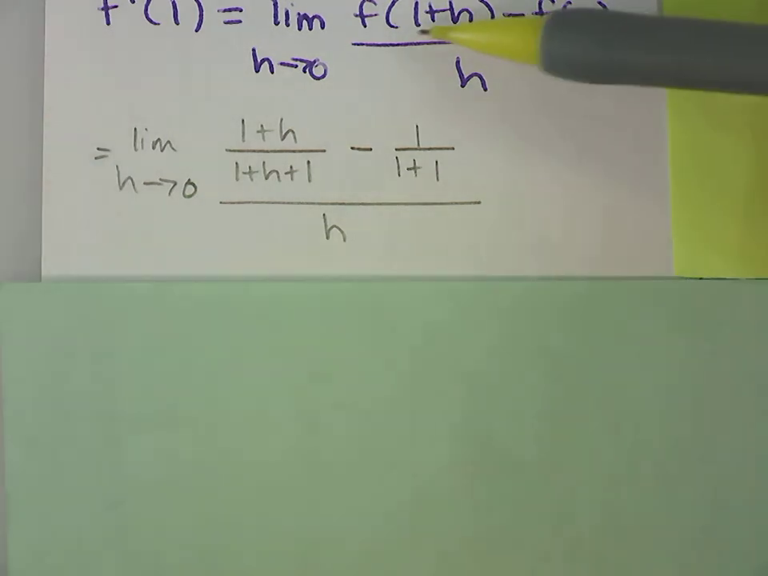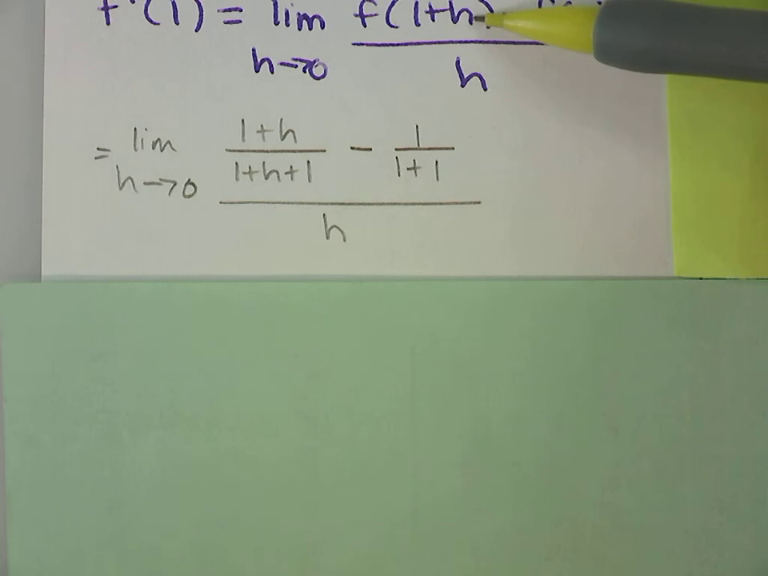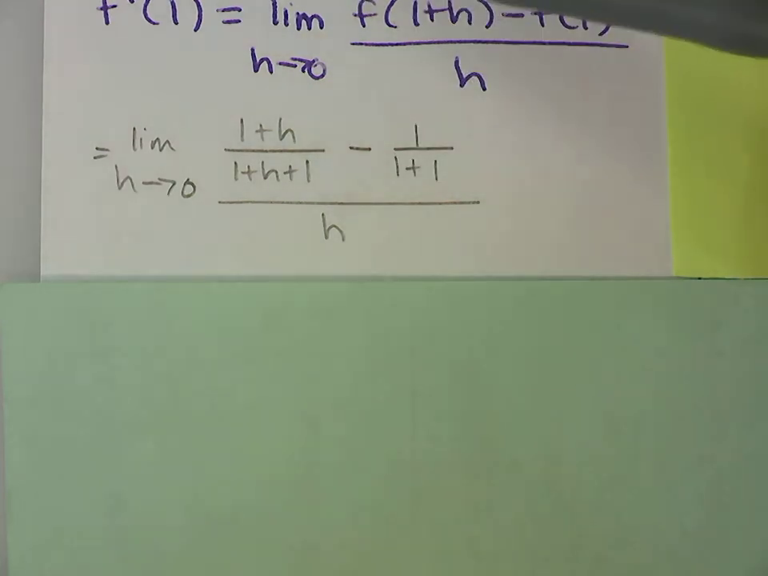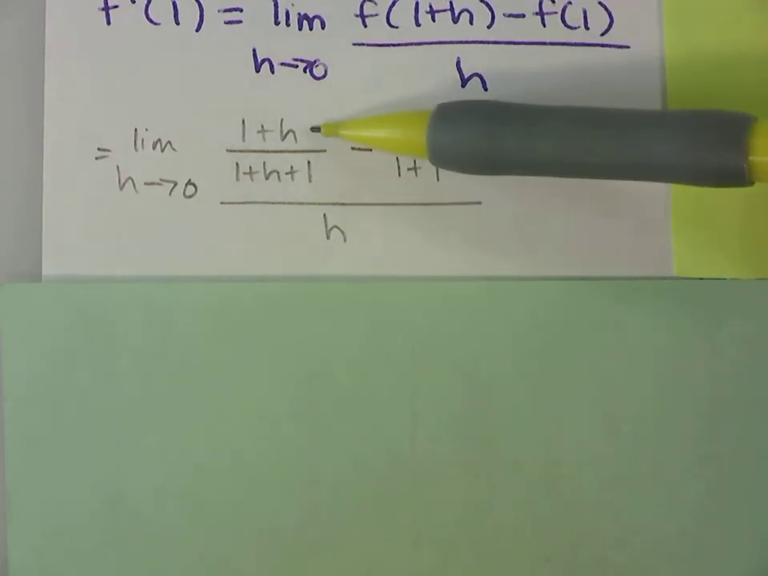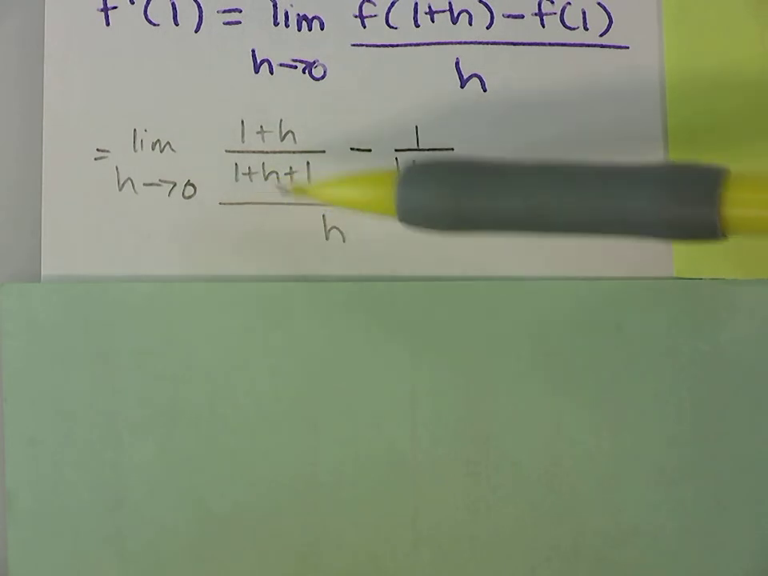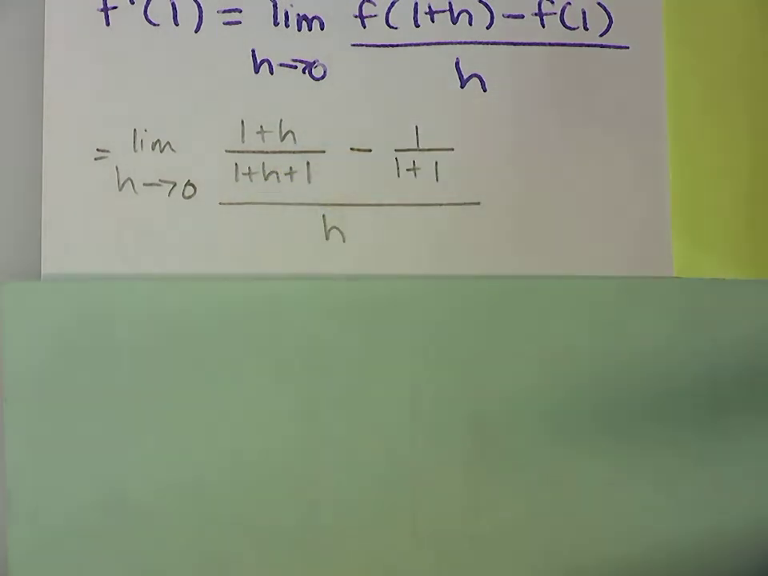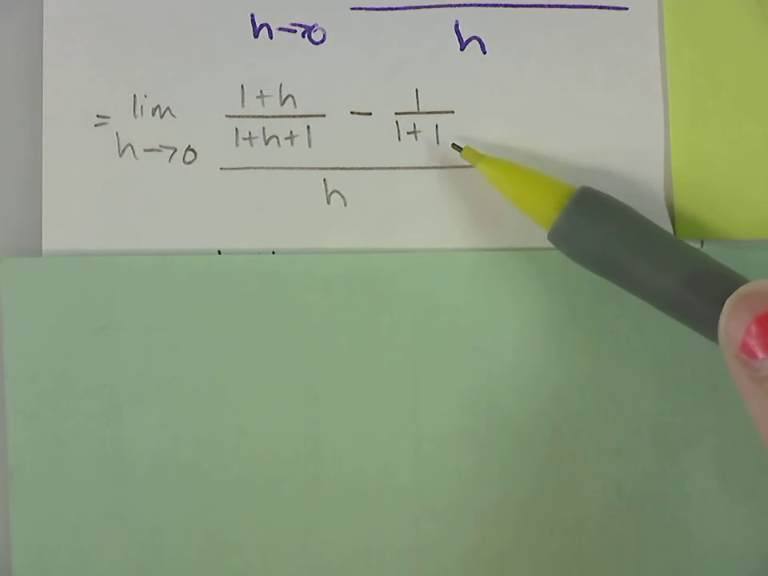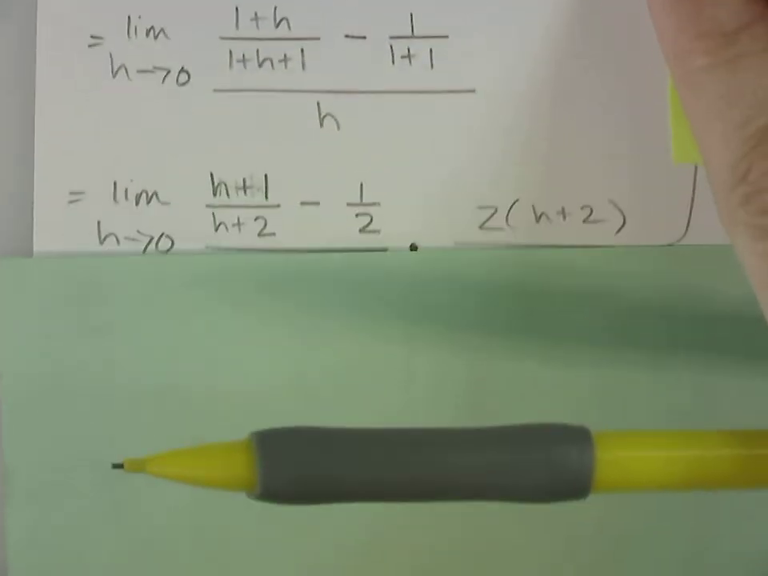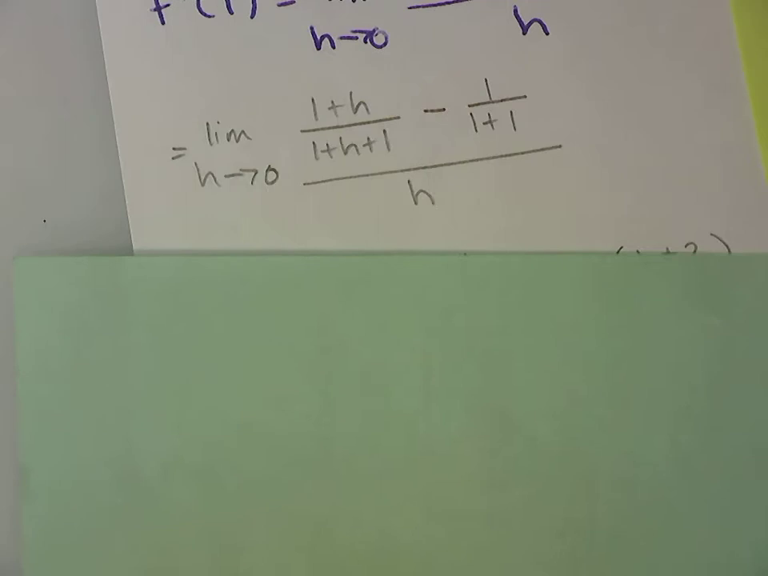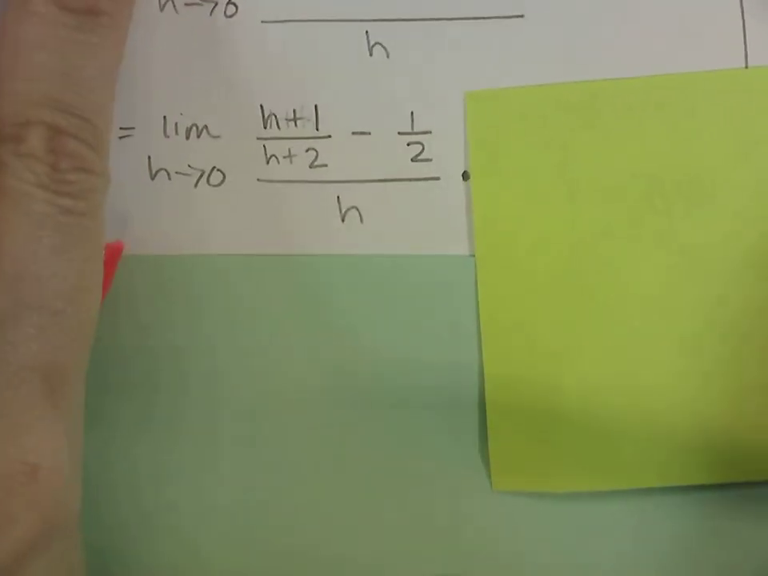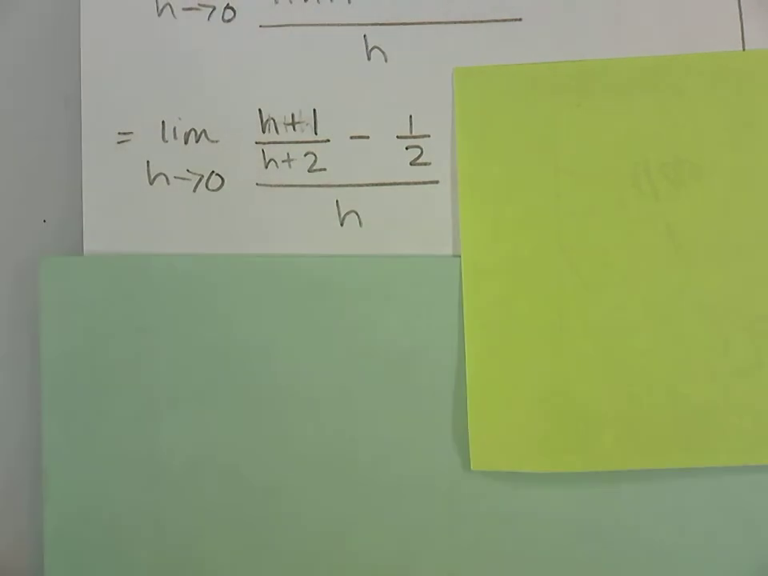So when I plugged in 1 plus h, okay, I had x over x plus 1. So instead of x, I have 1 plus h, and then it's x plus 1, so 1 plus h plus 1. So I'm going to clean that up. And like I said, if you want to write that as 1 over 2 right away, please go ahead. All right, so now we're going to do the limit as h approaches 0. And on the top, I just went ahead and rewrote that in standard form as h plus 1, and then over h plus 2 minus 1/2.